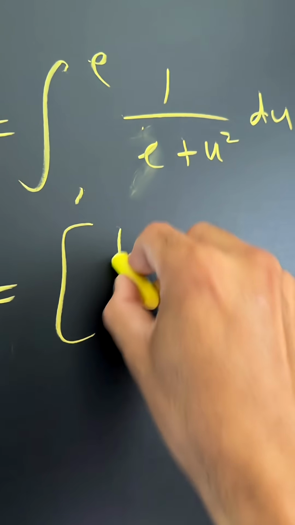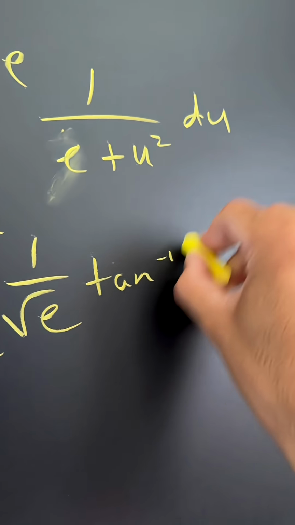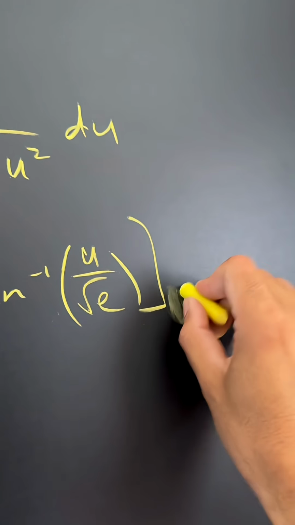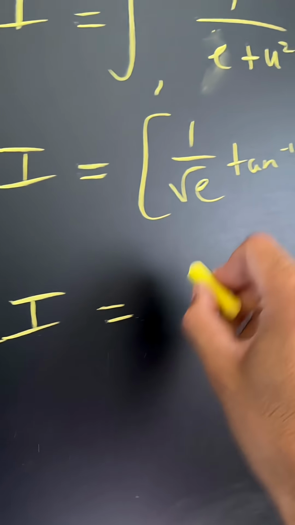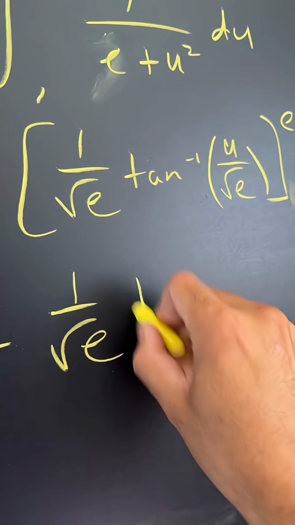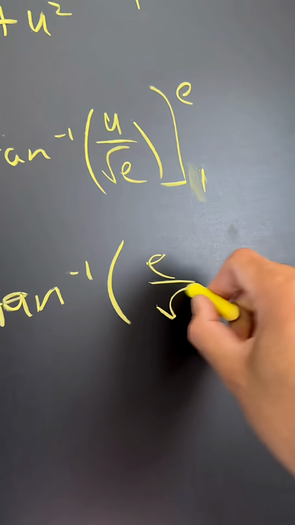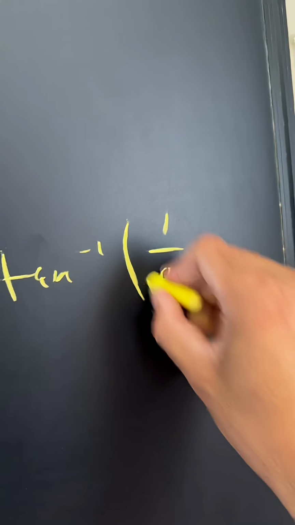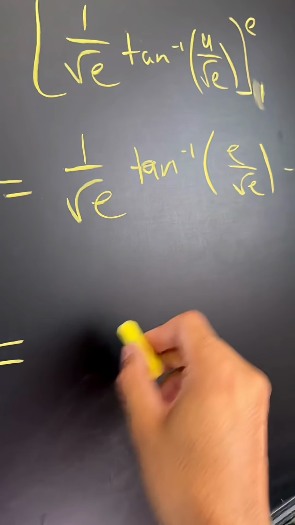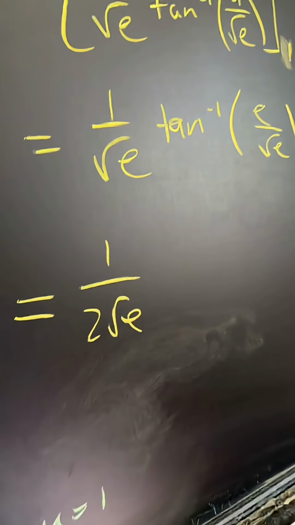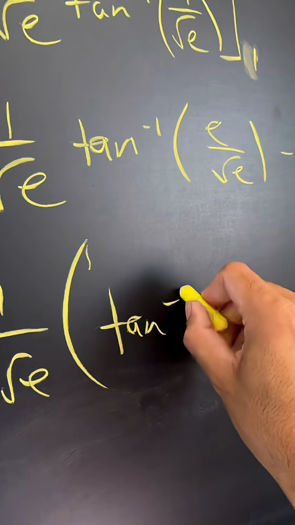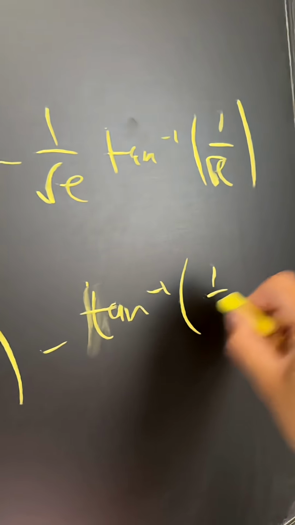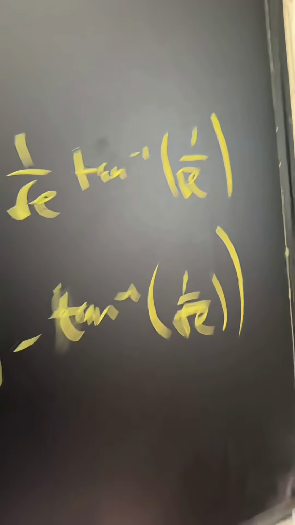2I is equal to 1 over root e tan inverse, or arctan if you want to see it that way, of u over root e, and then from 1 to e. So 2I is equal to 1 over root e tan inverse of e over root e minus 1 over root e tan inverse of 1 over root e. The original integral I is going to equal, let's go ahead and factor this out, 1 over 2 root e, and then we're going to put parentheses, tan inverse of e over root e minus tan inverse of 1 over root e, and then we are done.